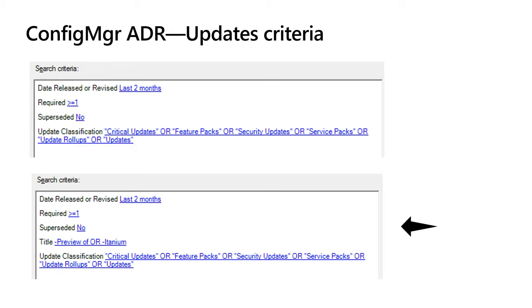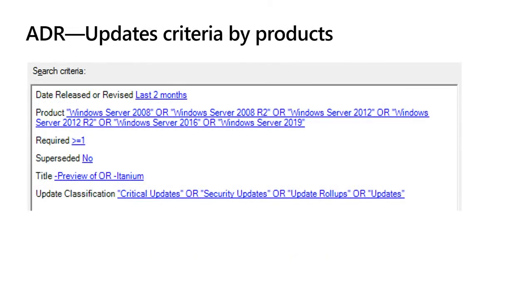You can see that here. I have a minus sign in front of it, and I'll talk about that in just a second. Don't give me those. And you know what? Give me everything. Give me all these classifications. Give it to me all, right? That's how I do it. Then you can also do ADRs by products if you want, right? Windows Server 2012 or 2016 or Windows 10. Some people do that. That's fine. I don't do it this way.